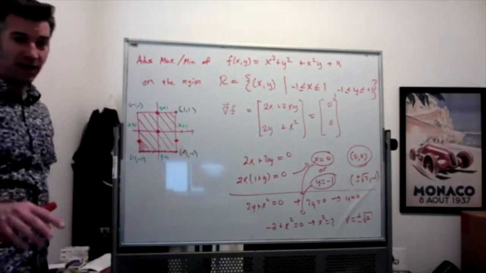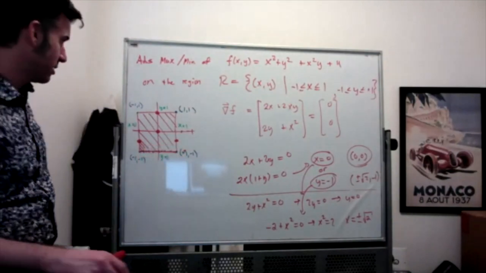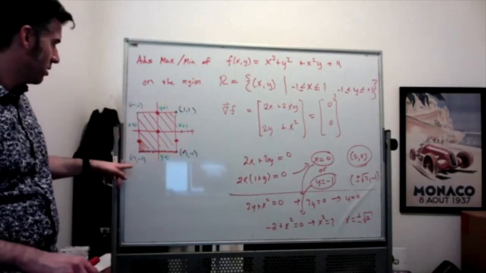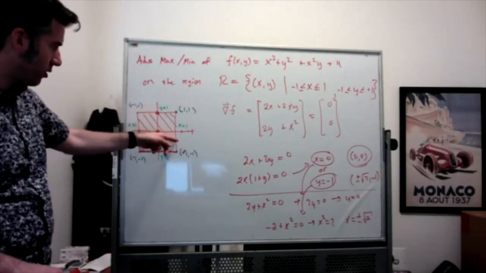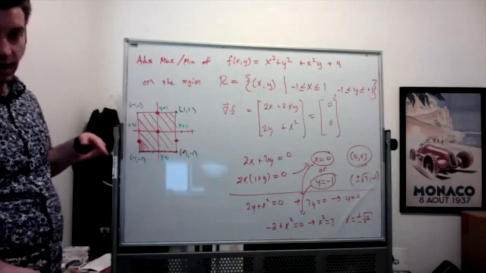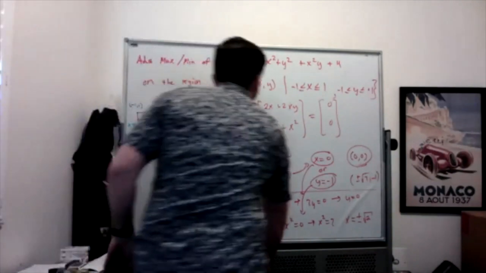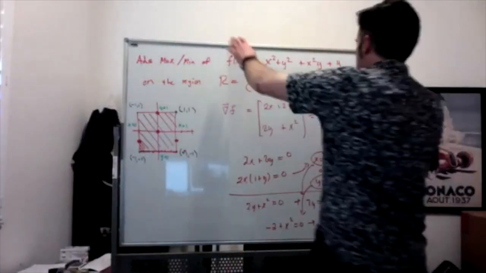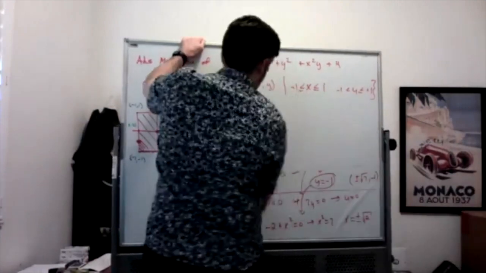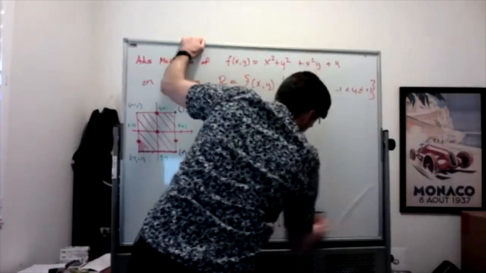Okay, so now we have to check all of these points. All of the corners, all of the critical points on the walls, and any points in the middle. I'm going to erase this work here so we have some room. We're going to try and do this relatively quickly.